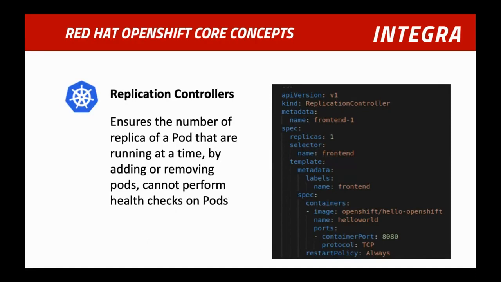A replica controller ensures that a specific number of pod replicas are running at all times. This means that if there are too many pods, the replica controller will terminate the extra pods, and if there are too few pods, the replica controller starts more pods. Remember, a pod is basically a collection of containers, or could be a single container.